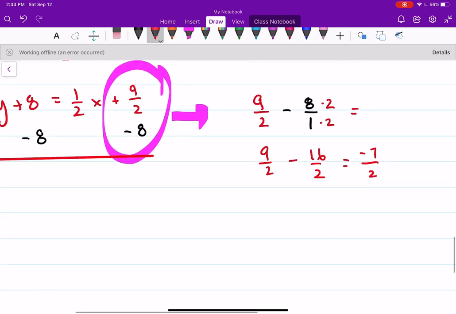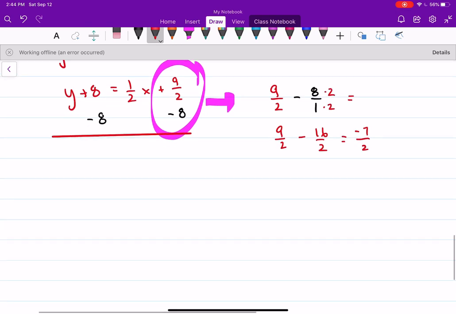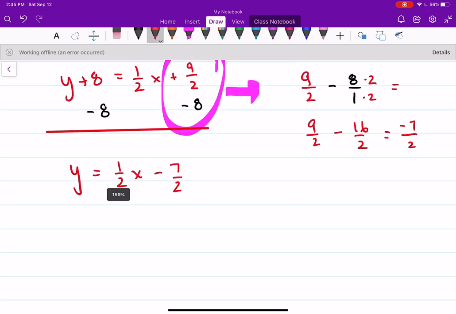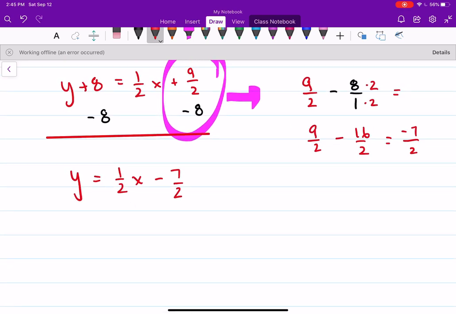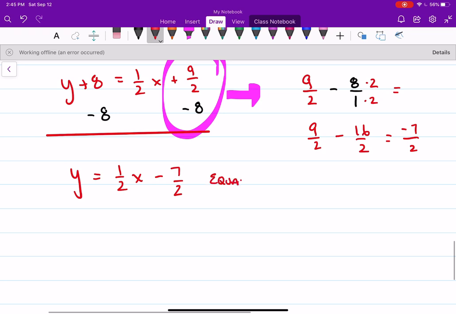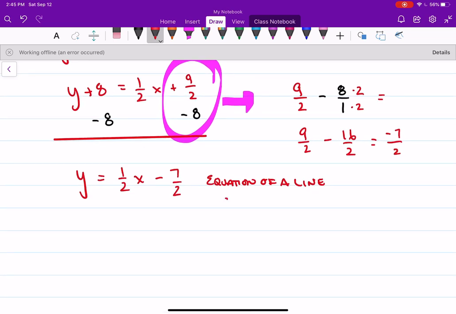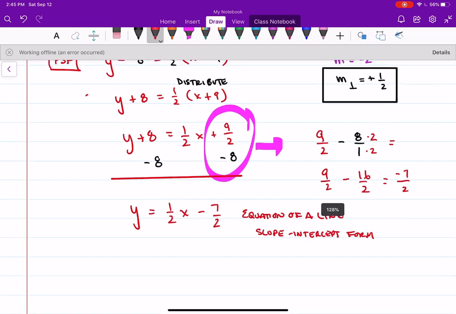Yep. Okay. So then the equation would be y is equal to 1/2 x minus 7/2. So this is what it would be if it was just an equation of a line in slope-intercept form. Okay, great. So that would be that.